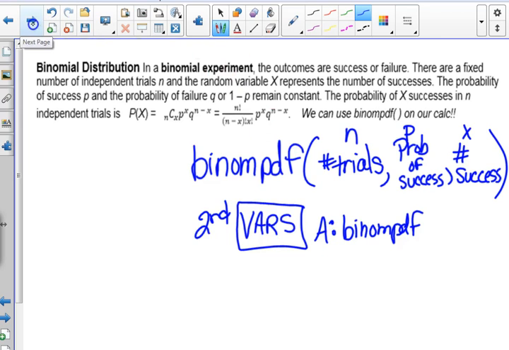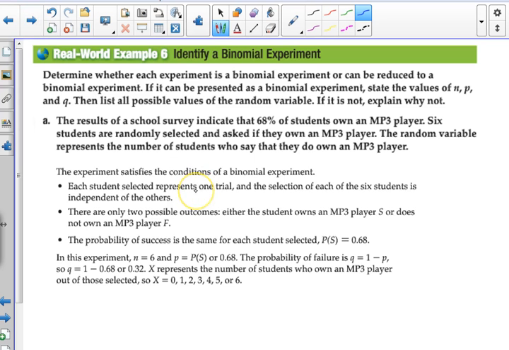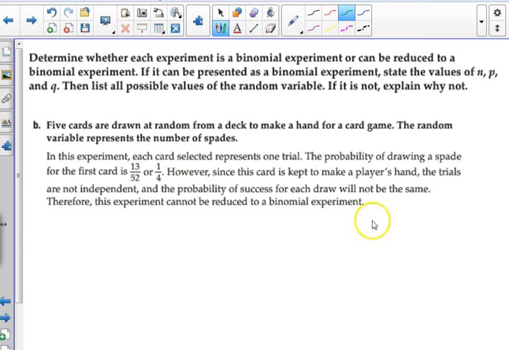All right, I have a couple questions that just ask, is this a binomial experiment, real fast? If you go out in the hall and you ask people, do you own an MP3 player? They're either going to answer yes or no. Okay. So it's a binomial experiment.